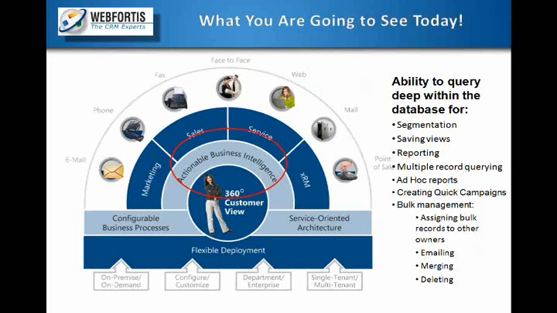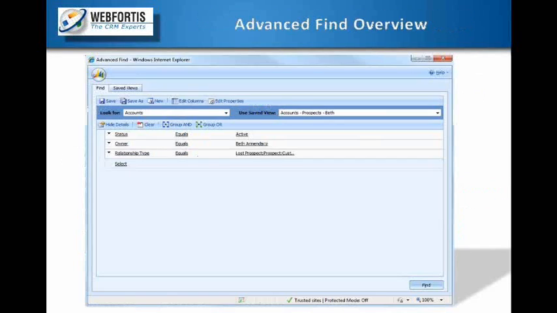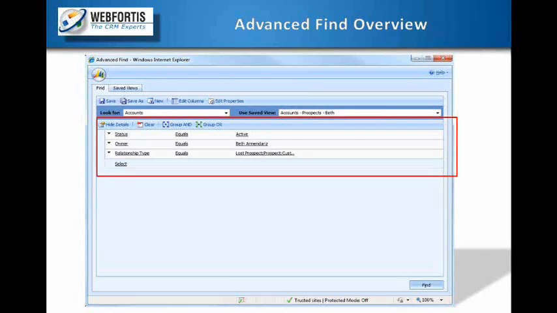What you're going to see today is actionable business intelligence. This is the diagram of what CRM offers, and we cover these subjects in our monthly webcast. So the Advanced Find overview is going to show you the find and save views. We're going to touch on how you save them and edit them, look for accounts, and then using the saved views again, and then entering your criteria for your views. So I'm going to go ahead and jump right into the demo.